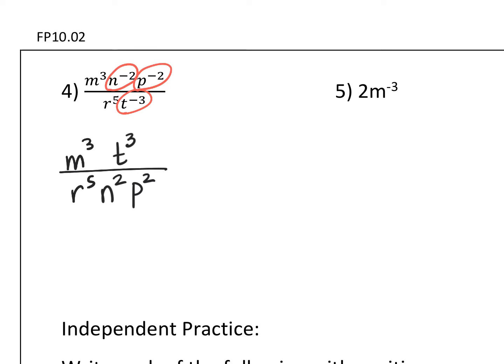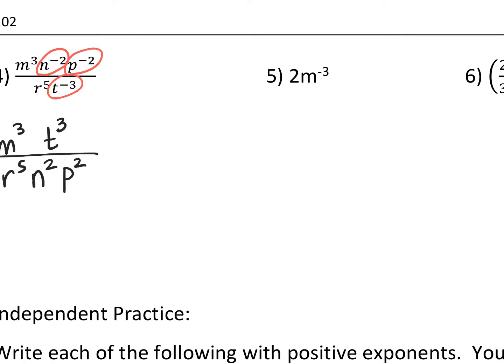Now, important to note that it does not matter what order you write these in, okay? It really makes no difference. I think traditionally they would be in alphabetical order. So I think LMNOP, I think it would be NPR, but it doesn't matter, as long as you have the exponents correct. Okay, let's look at number 5, 2m to the -3.